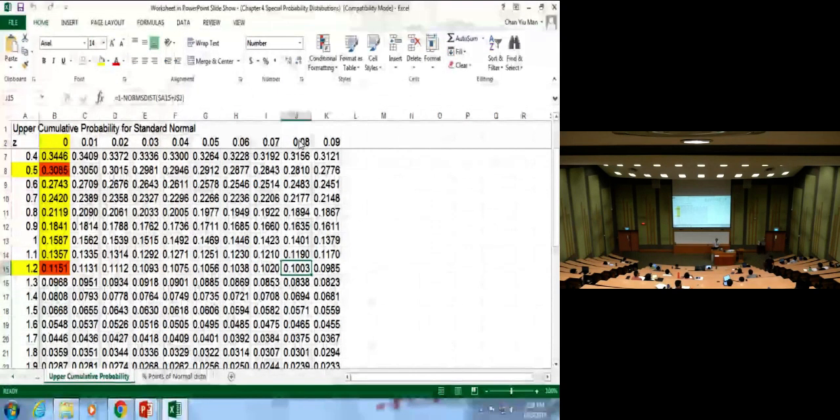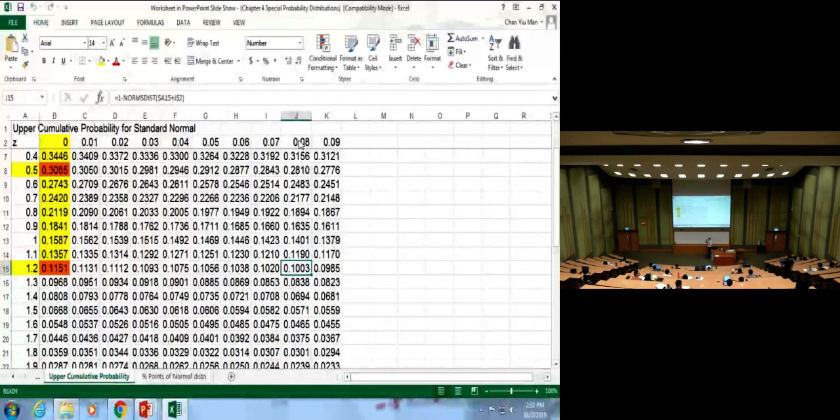All right. This column heading reads the second decimal place of the z value. So if we want 1.25, then it will be this number. This number means that it is the probability of a standard normal greater or equal to 1.25 with a probability equal to 0.1056. All right, that's how we read it.